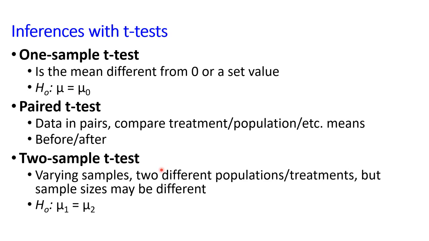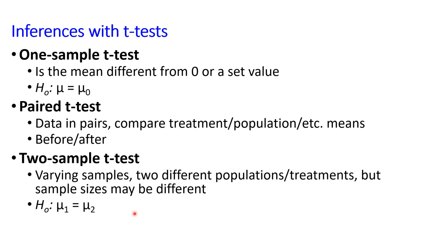Paired t-test. This is usually one sample, but we take it at two different time points most commonly. So it's data in pairs, before and after, right? Pre and post. So we basically would measure the individuals, do some sort of intervention, and then measure them again and look at the difference between our pre and our post, or before and after intervention values, to see if those means differ. But again, the most common is the two-sample t-test here.